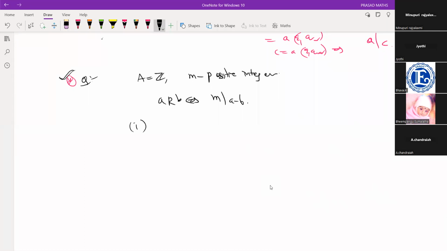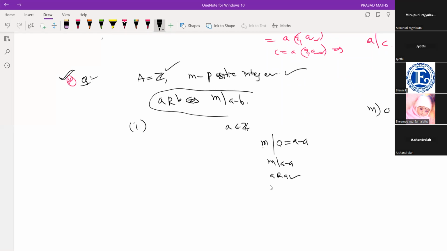Question: is it reflexive? Yes, sir. You give me any integer. Any positive integer M always divides 0, right? Yes or no? Yes, any positive integer divides 0. But 0 can be written as A minus A. Therefore, M divides A minus A. Therefore, A is related to A by definition. Therefore, it's reflexive, because A is related to A. This is true for every A.